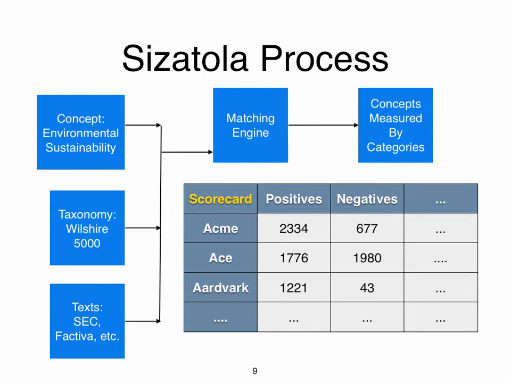Positives indicate concept representation of positive things that are in favor of environmental sustainability, and negatives are things that are contra environmental sustainability. And of course we're interested in both, and there could be, as the dots indicate, other aspects, other facets of this rather subtle and complex concept that would be represented, and that the matching engine would pick up, and that our scorecard report would report on.